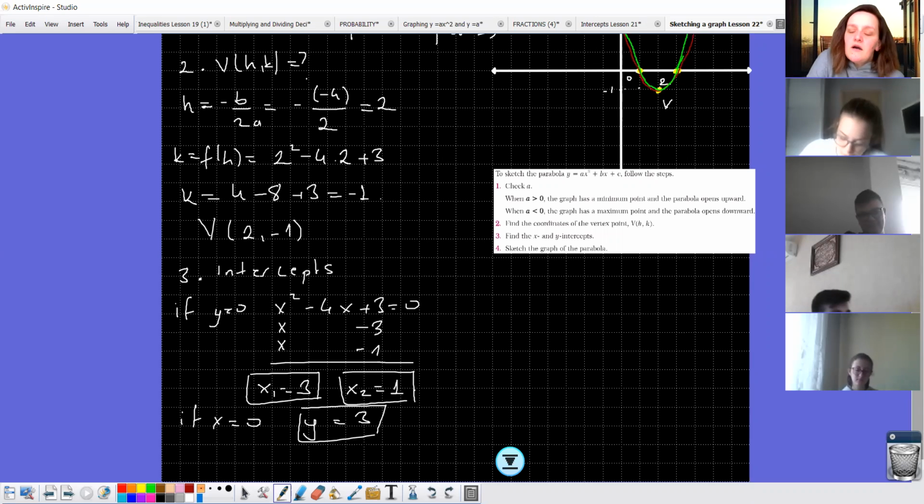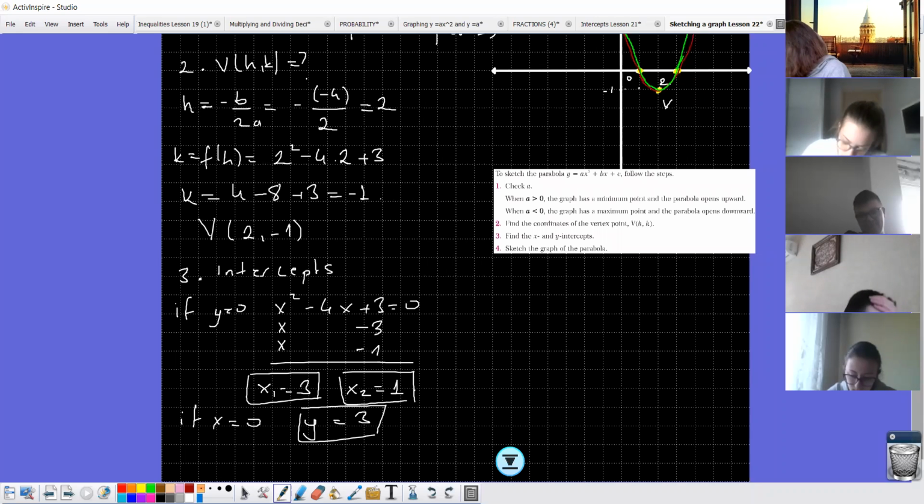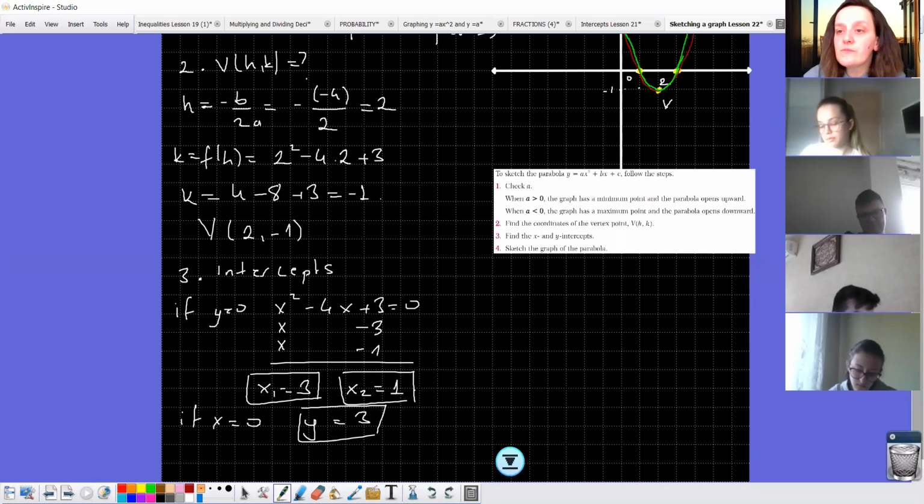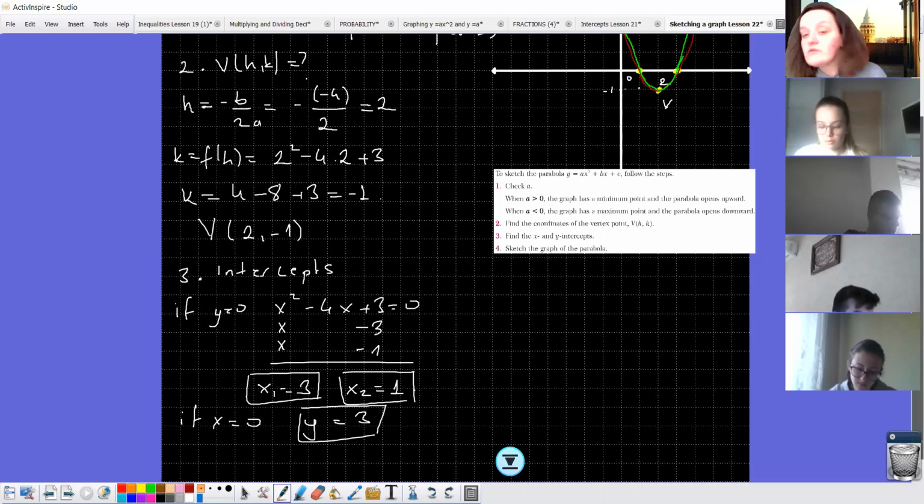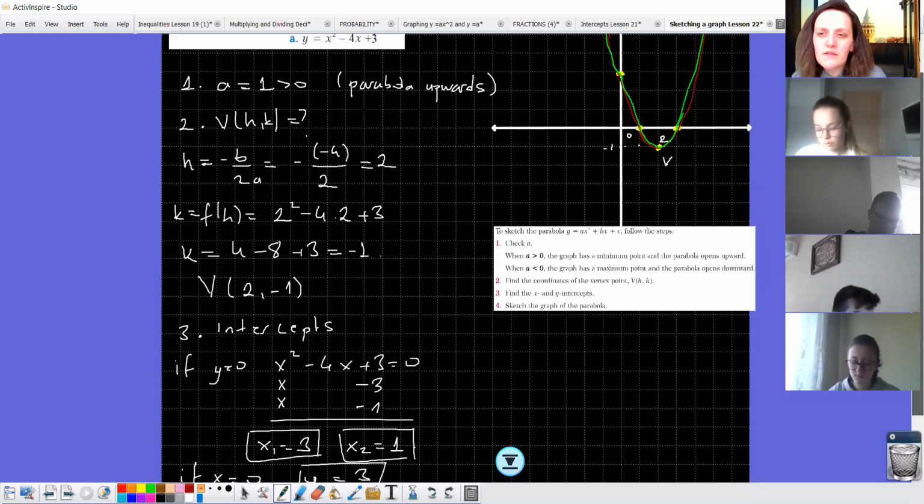So this is how we are drawing a parabola, guys. You need to do all these steps to draw the parabola. You will have lots of different parabolas, downwards, upwards. And by this, we are finishing. I mean, I will solve some more questions, but we are finishing the quadratics, I think.